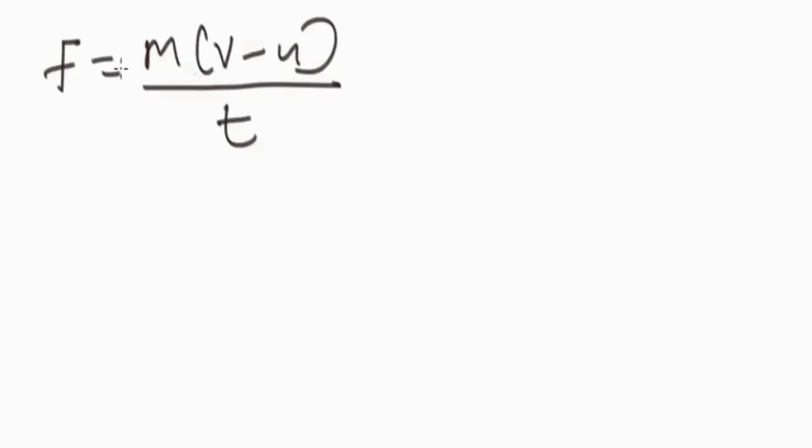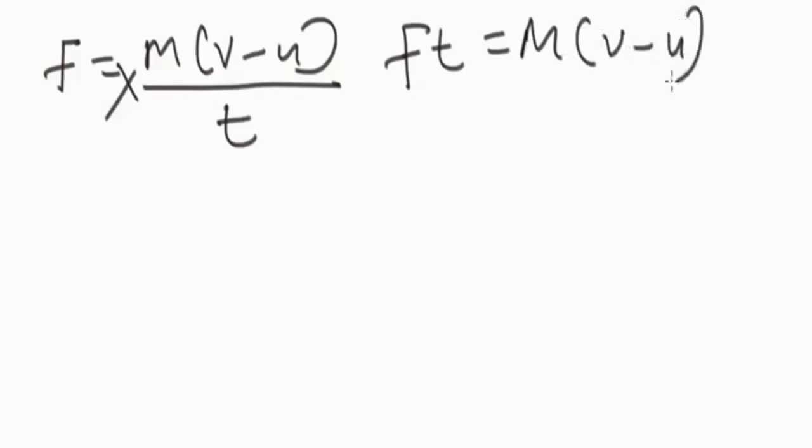So if you cross multiply it, you're going to have Ft, which is impulse, because impulse is calculated using force times time, equals momentum, mass times change in velocity. Alright, so this is what Newton's law of motion is trying to express. So let's look at a couple of questions under this law. Use this formula to solve problems on motion.